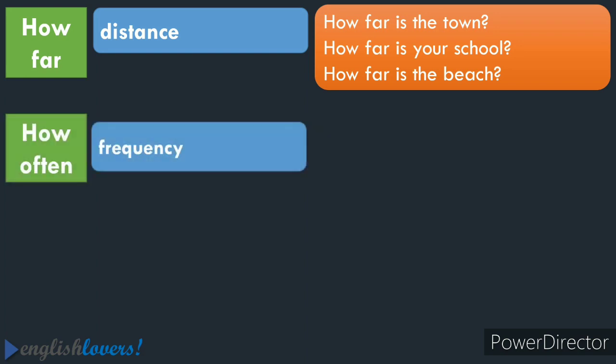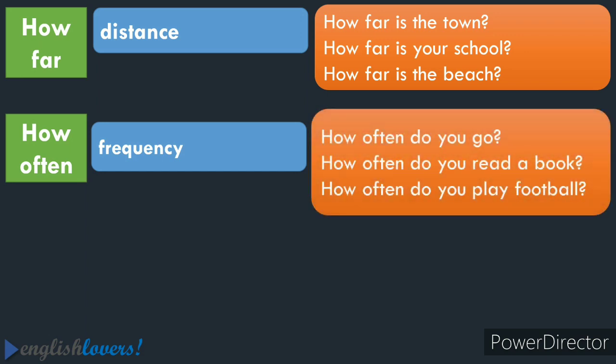Remember. Next is how often. Now, how often answers the frequency. So here are the examples. How often do you go? How often do you read a book? How often do you play football? So the speaker wants to know the frequency of his going in the first sentence, or frequency of reading a book in the second sentence, or frequency of playing football in the third sentence. So here it can be answered like always, or twice a week, or never, or sometimes, or rarely, or once in a week. So that kind of frequency is expected from the speaker, so he says how often.